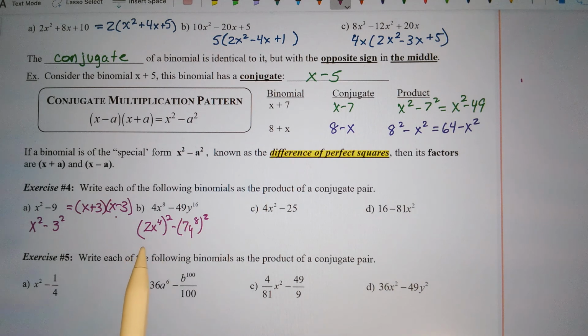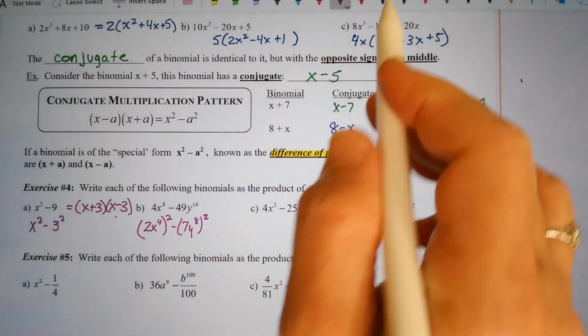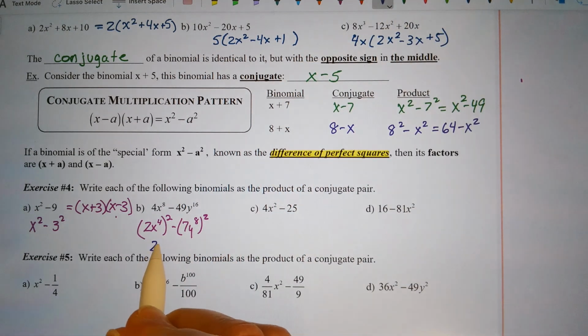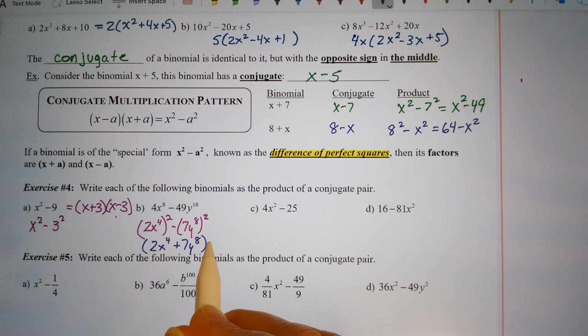Okay, so now that it's written as something squared minus something else squared, then it factors into this conjugate pair. This is a different color. So it's going to be 2x to the 4th plus 7y to the 8th times 2x to the 4th minus 7y to the 8th.